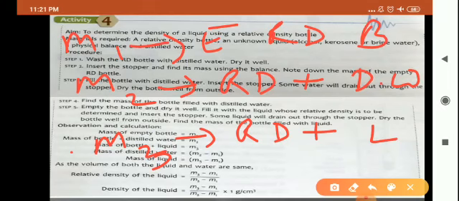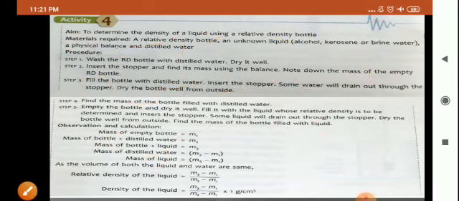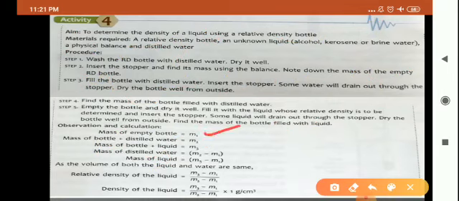Just go through it, children. See, the same thing is given here in the observation and calculation. Mass of the empty RD bottle is M1. Then the same bottle you have filled with distilled water, and that time the mass is M2. Then again you have emptied that bottle, and in that bottle you have filled the liquid whose density or relative density you need to determine, and let us say that time the mass was M3.